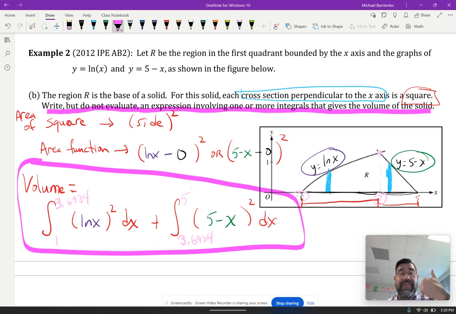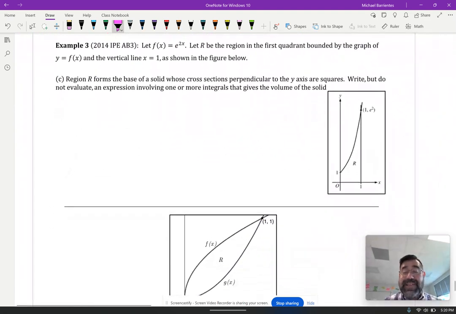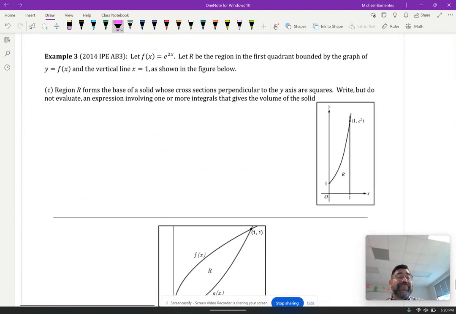Find the shape of the cross-section, find the area formula of the cross-section, find the area function of the cross-section, take the integral of the area function of the cross-section, and that's going to give you the volume. That's exactly what we did here in example 2. I'm getting a little excited here. So let's go to example 3.